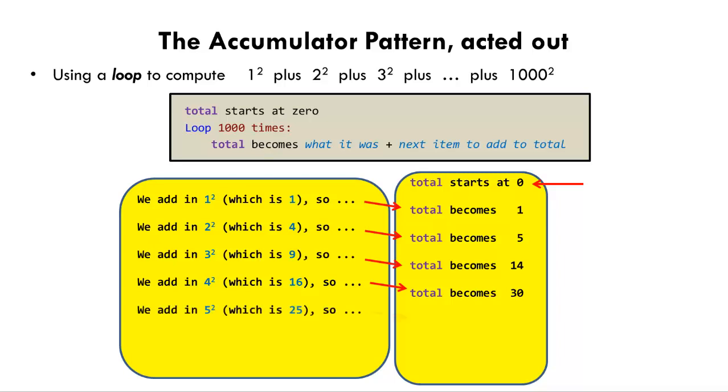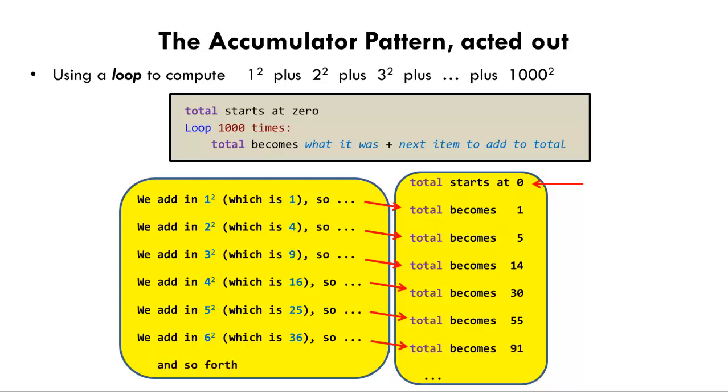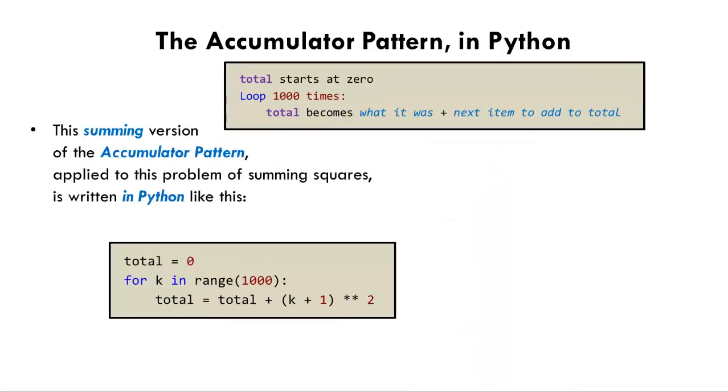Then we add in 5 squared, which is 25, so our total becomes 30 plus 25, which is 55. Then we add in 6 squared, which is 36, so our total becomes 55 plus 36, which is 91, and so forth, until we add in 1,000 squared. Here is the code in Python.